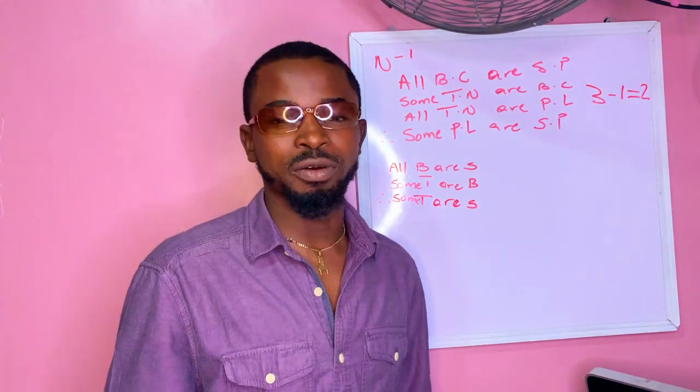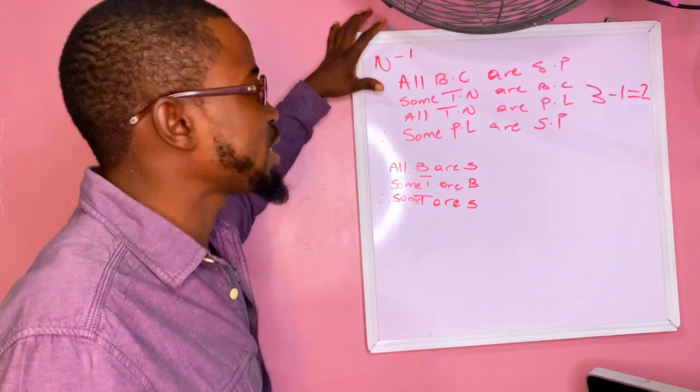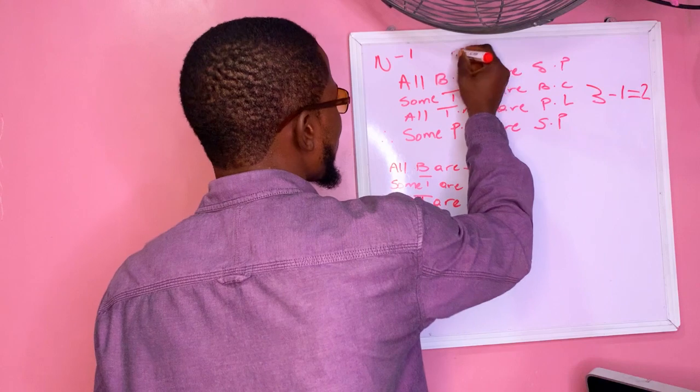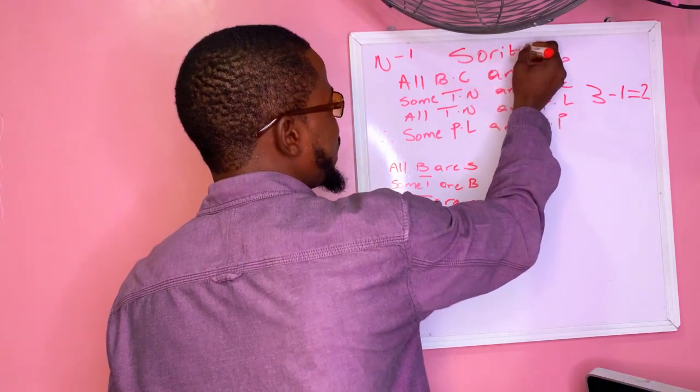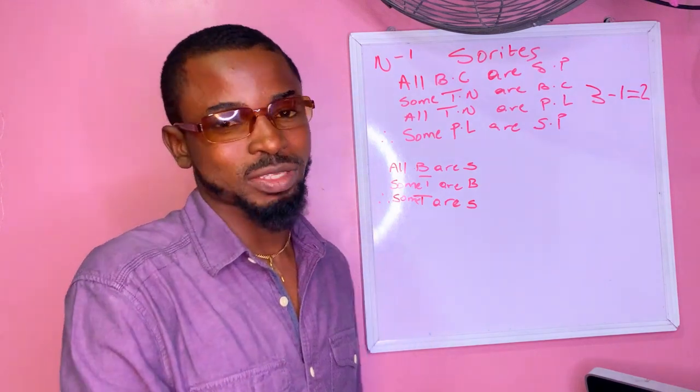So let me just recap everything that I've taught so far. Like I said, sorites are elongated syllogisms. That is, rather than having three different terms, they have different kinds of classes in that particular proposition.